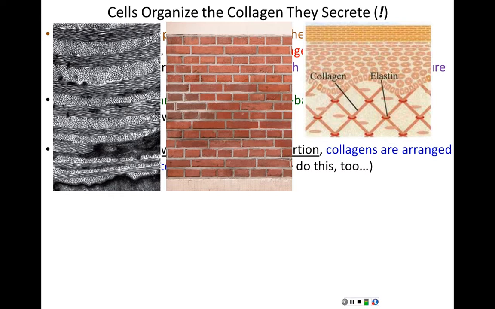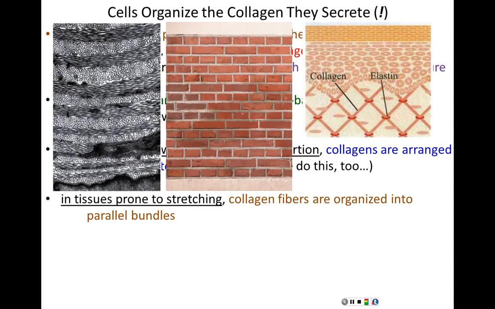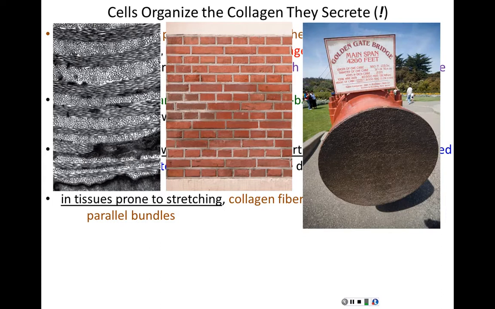Tissues prone to stretching, not distortion, but stretching and pulling, like muscle: collagen fibers are organized into parallel bundles, into these large cables of collagen. We do that too. This, believe it or not, is a sample of a bridge cable that supports the Golden Gate Bridge in San Francisco. It's hard to see in this figure, so I blew it up for you. This is what we're actually looking at in this cable.